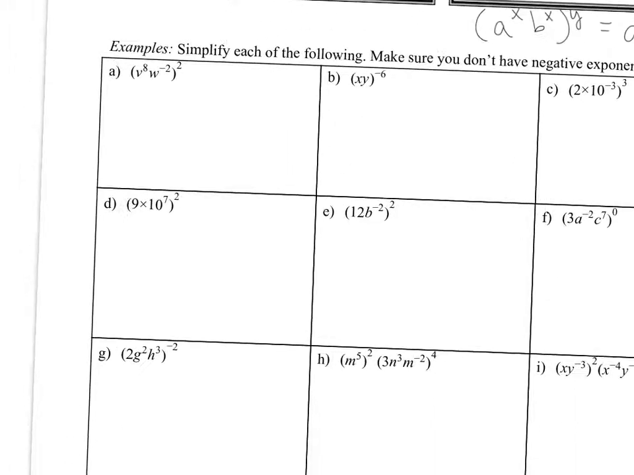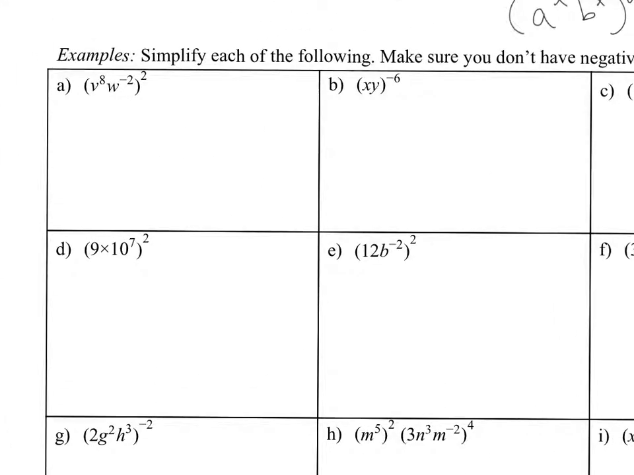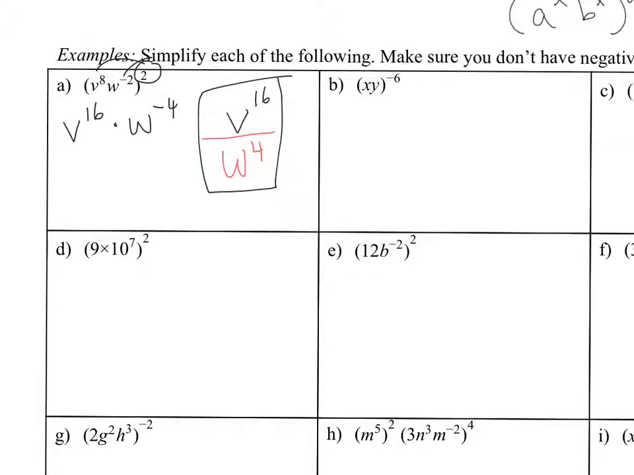So practicing these, letter A. I'm going to use the property where I have an exponent on the outside. So I'm going to exponentiate each thing in here. So this is going to be v to the 16th times w to the negative 4. I need to make sure I don't have negative exponents. So I'm going to answer this as v to the 16th in the numerator, and then I'm going to put w to the negative 4 in the denominator, because that has a negative exponent. I need to move it and lose it. So there's my answer. So always make sure you have positive exponents.